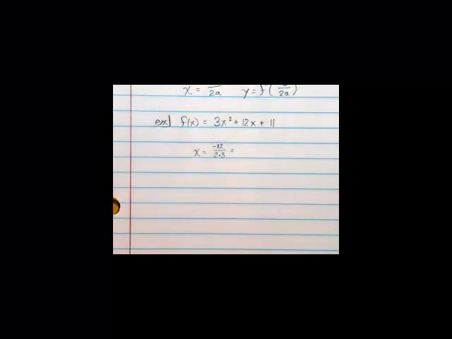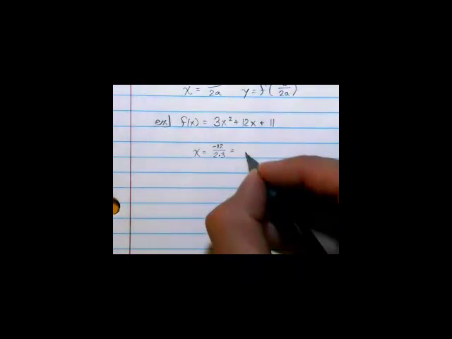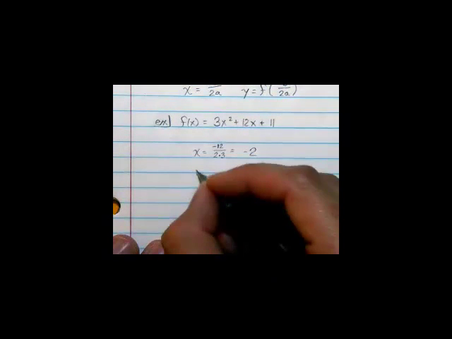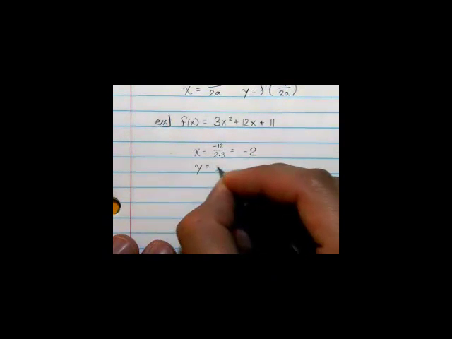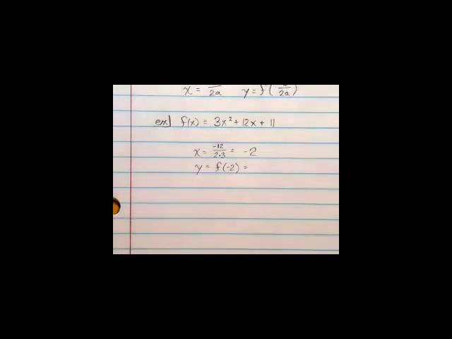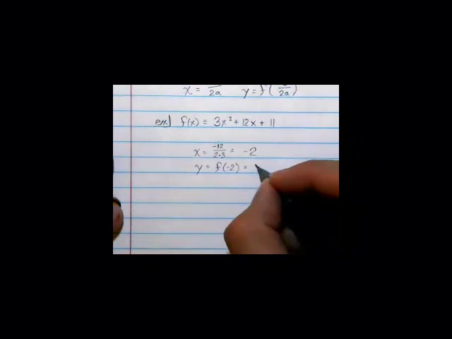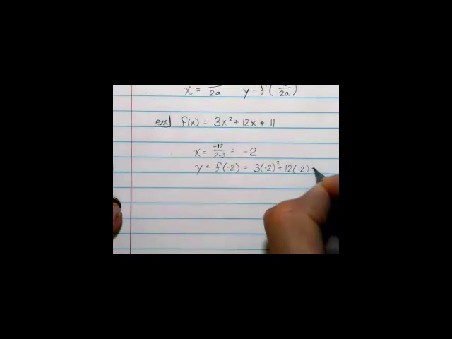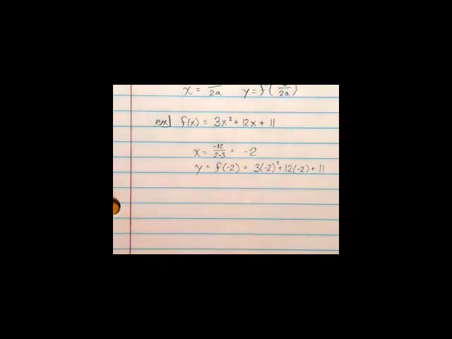Okay, so what is negative 12 divided by 2 times 3? Negative 2. Okay, and then if I want the y-coordinate of the vertex, I do f of negative 2. So 3 times negative 2 squared plus 12 times negative 2 plus 11. So just plug it in.